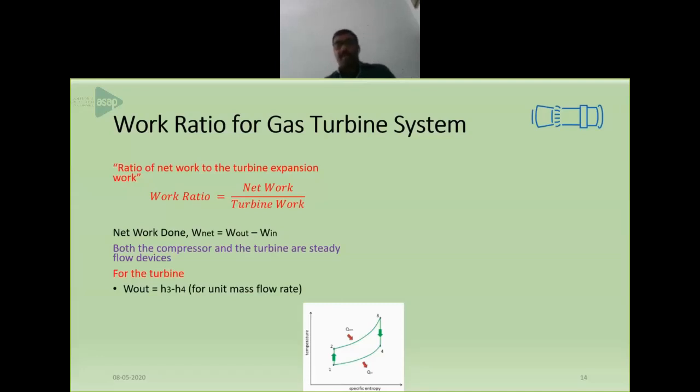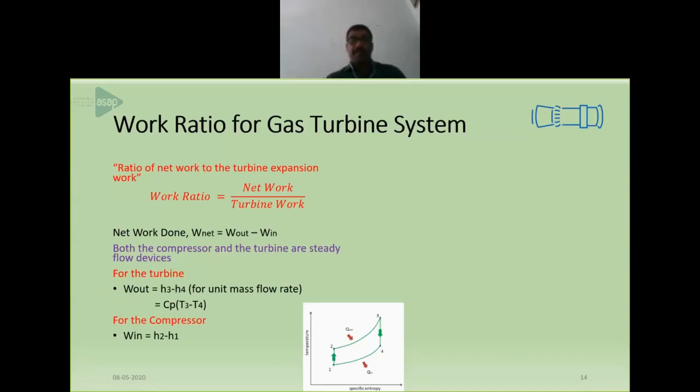Now, when we discussed Cp, we studied that Cp is the rate of change of enthalpy with respect to temperature, or the change in enthalpy is equal to Cp into the temperature difference. So H3 minus H4 is simply Cp into T3 minus T4. T3 is the higher temperature and T4 is the lower temperature in the case of a gas turbine.